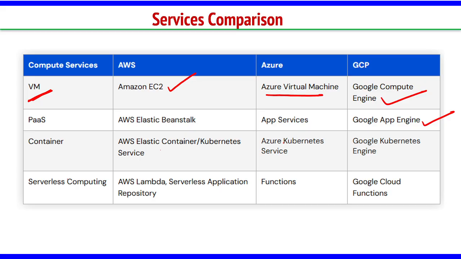And the fourth one is serverless computing. This is very much important and trending. We are going to study this in our course in later units, right? Serverless computing. So AWS Lambda is the service. Here it is Azure Functions, and here is Google Cloud Functions.